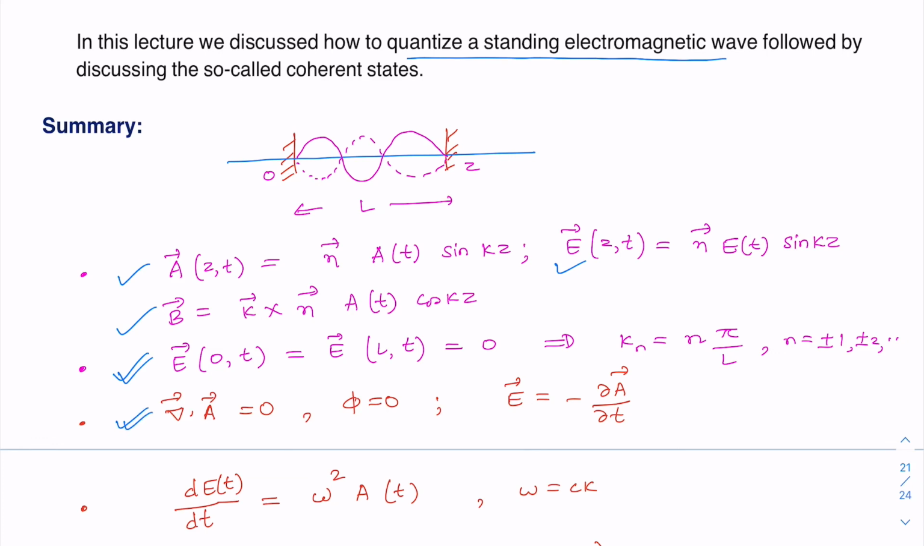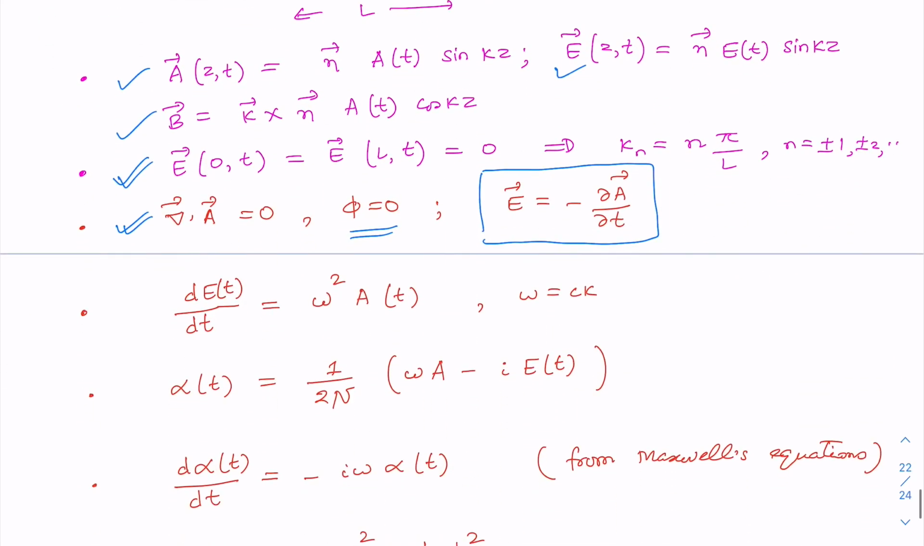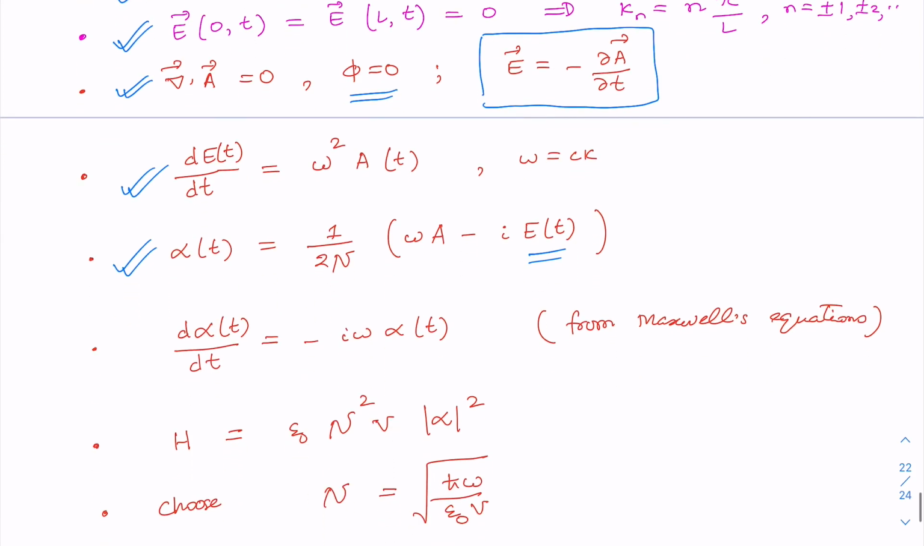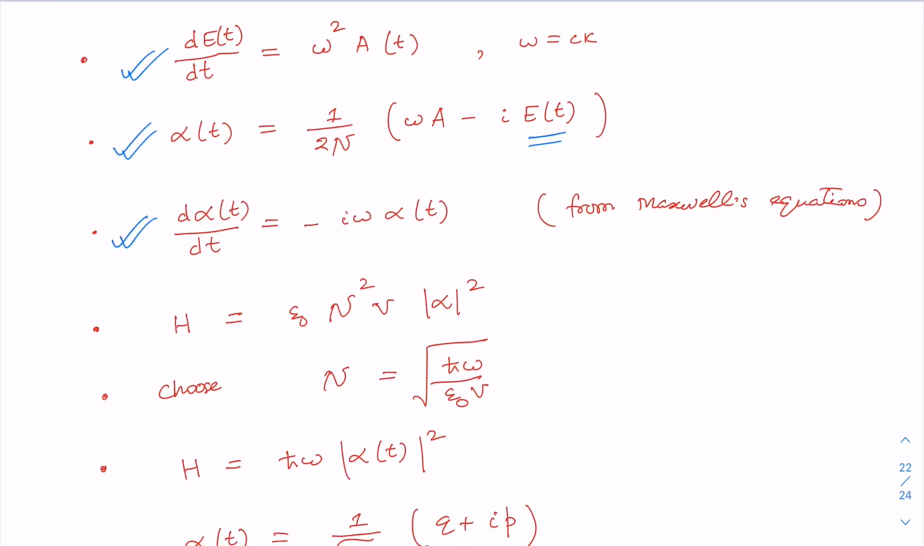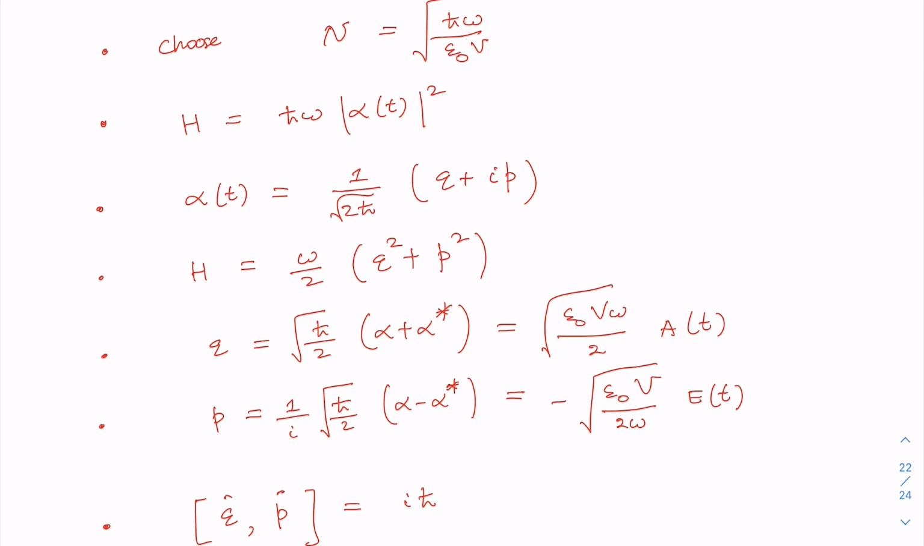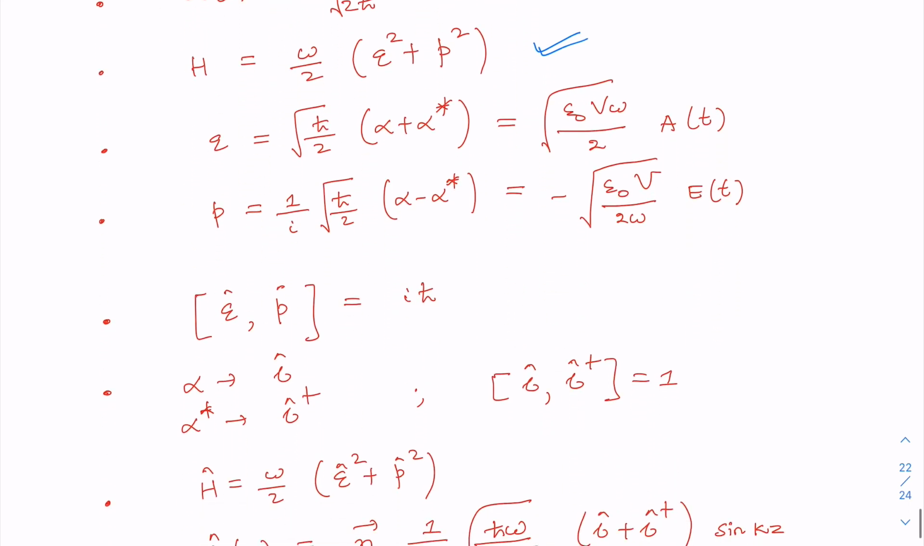So the divergence of A is equal to 0, the background electrostatic potential was taken to be equal to 0, and then the electric field we can simply express in terms of the vector potential. Then using the Maxwell equations we arrived at this equation, and defined a normalized variable alpha(t) in terms of the vector potential and the electric field. Then we wrote down the Hamiltonian like this, and ultimately showed that even a standing electromagnetic wave behaves like a harmonic oscillator, and the quantization was straightforward. Again, we got the canonically conjugate variables q and p.